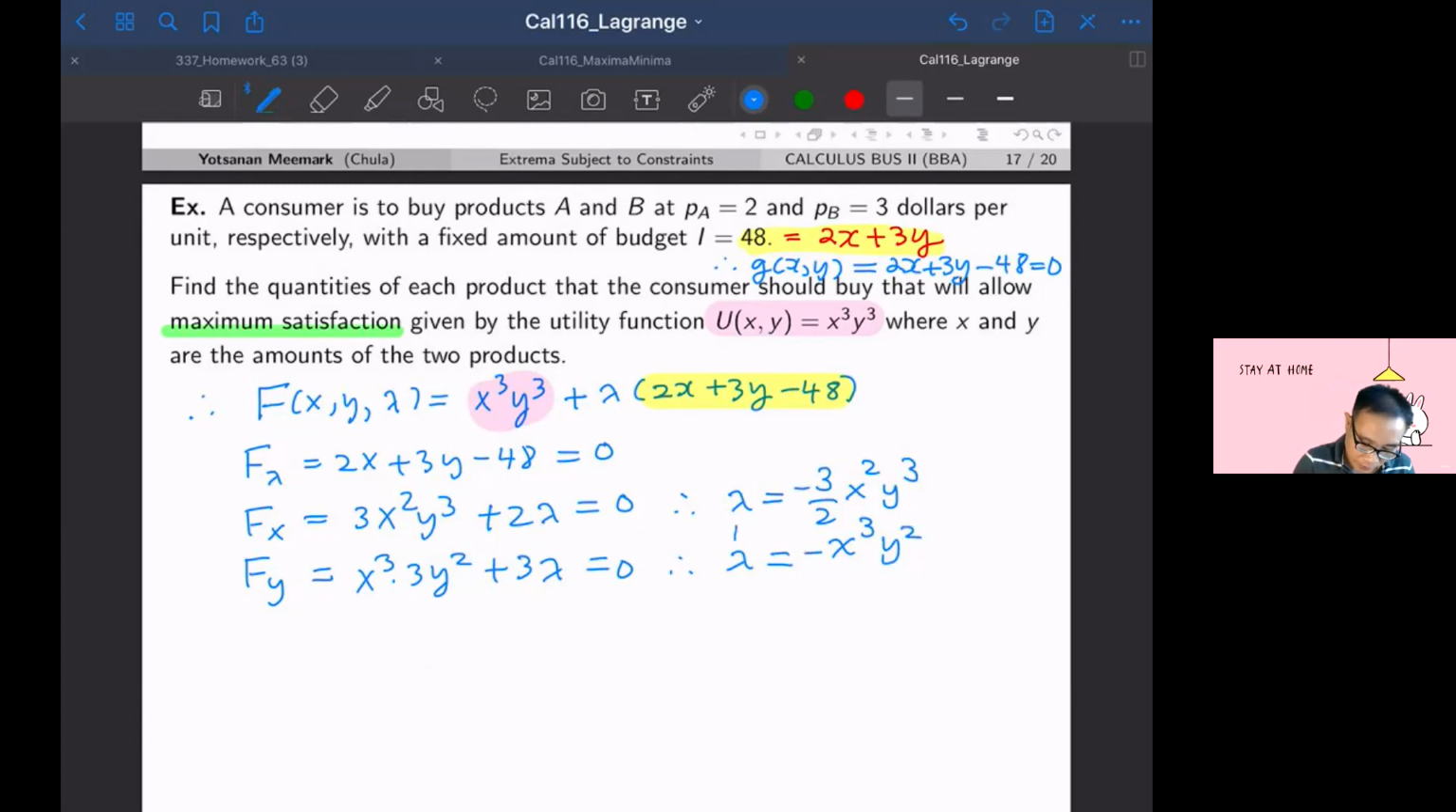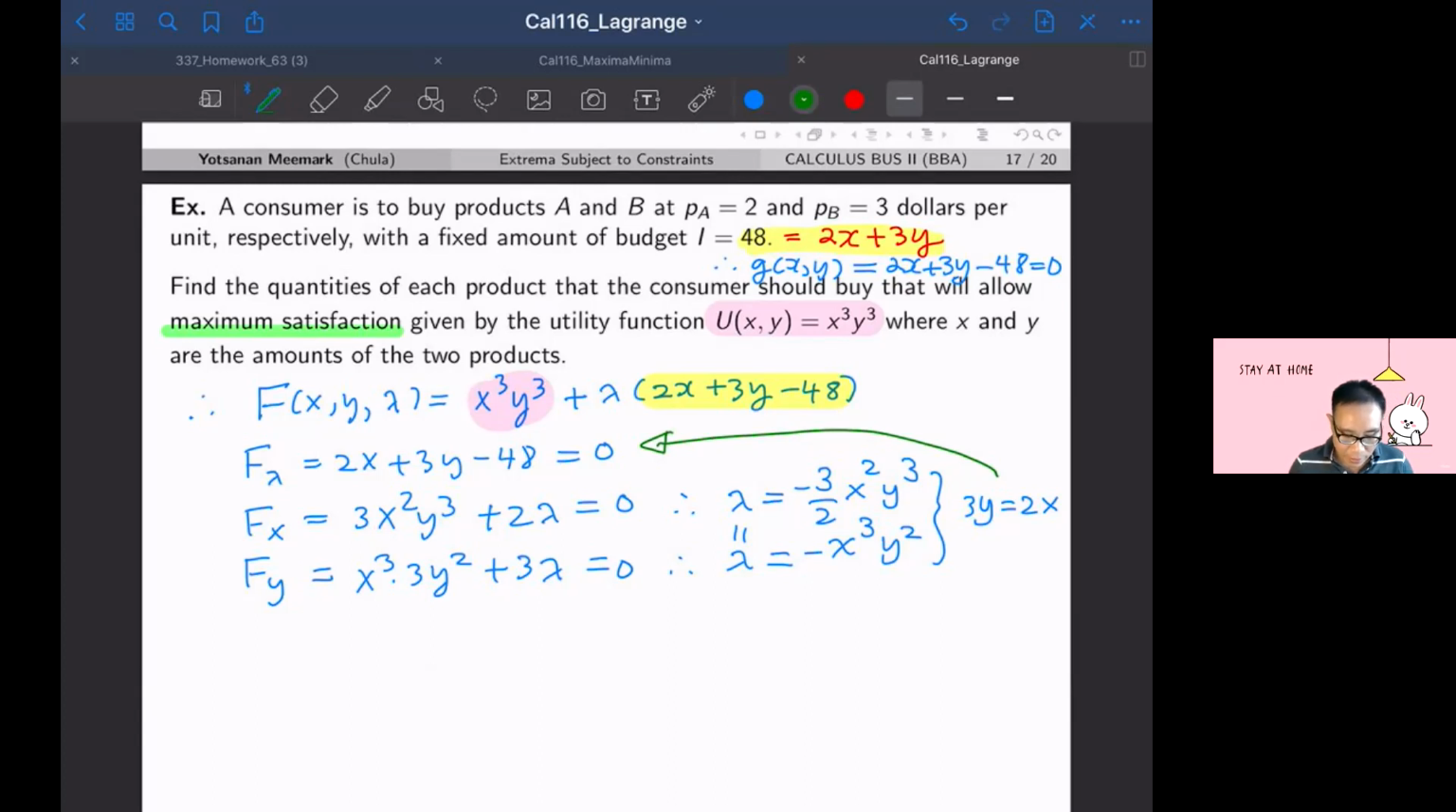And then you're gonna have this guy equal to this guy, okay? So from this you can conclude that you have 3y equal to 2x, okay? And you're gonna put 3y equal to 2x that you found here into this equation to solve for x and y. And you're gonna get the maximum satisfaction, okay? Okay, I will let you finish this one for me first, and then I'm gonna give you the full solution again at the recitation.